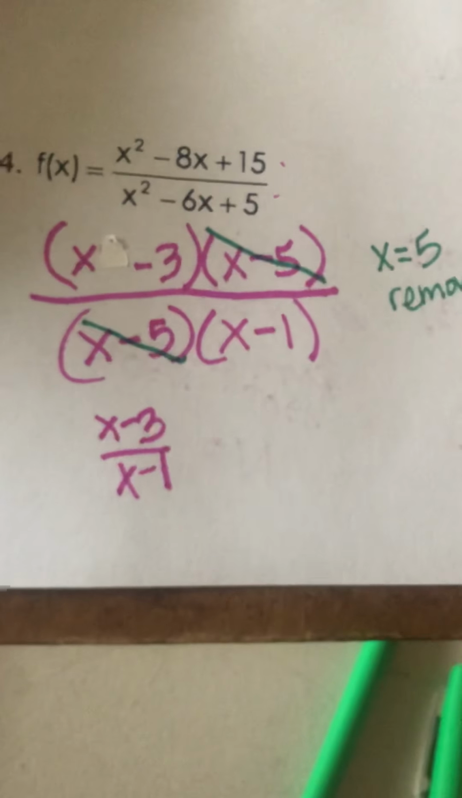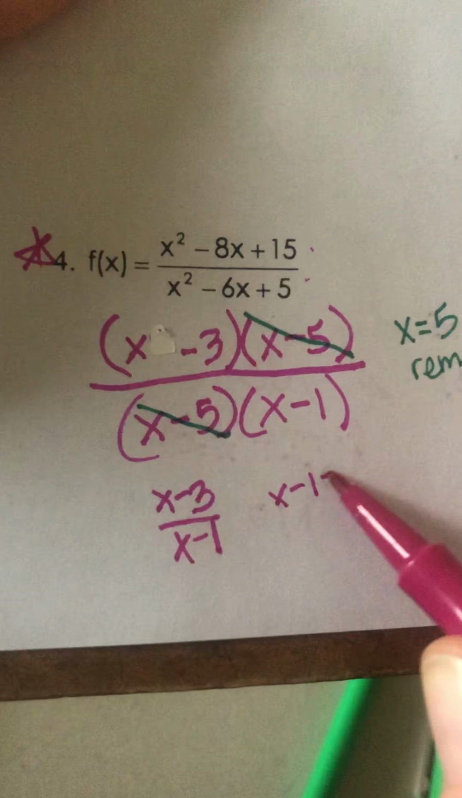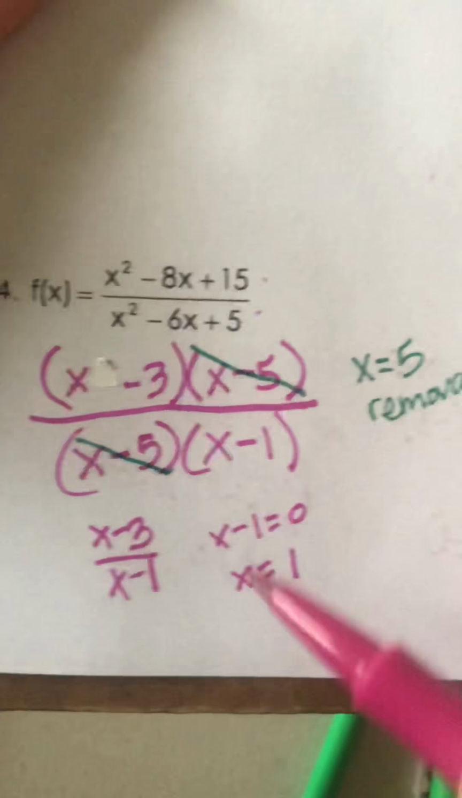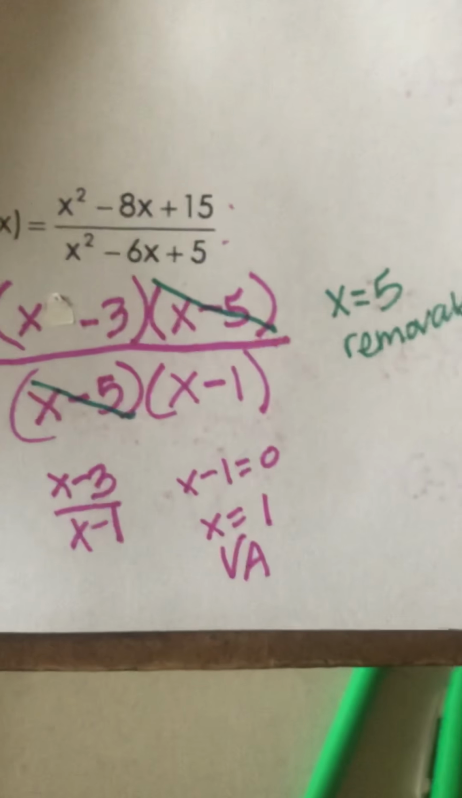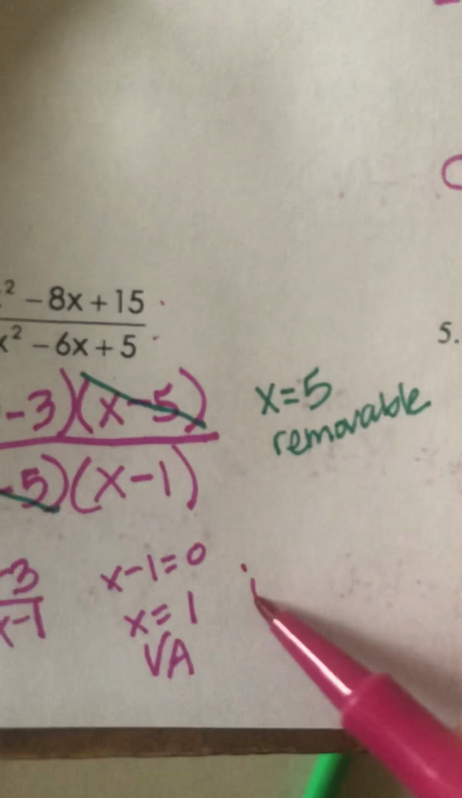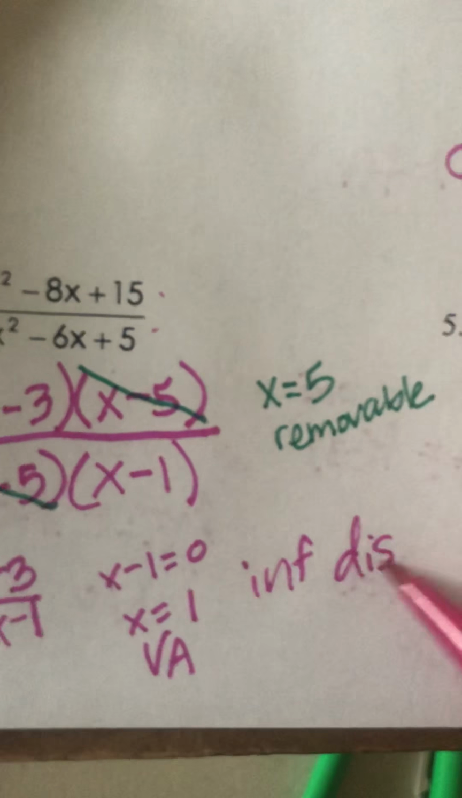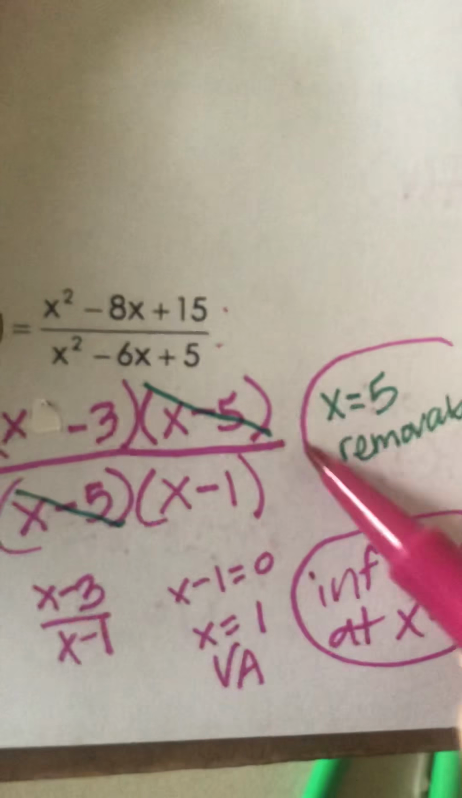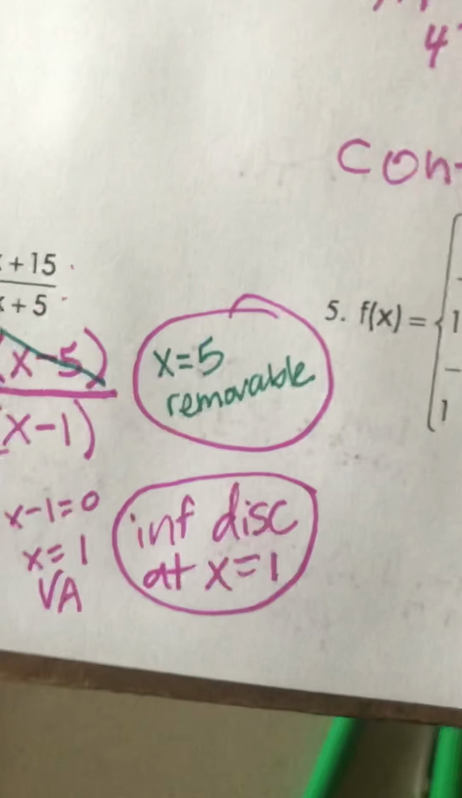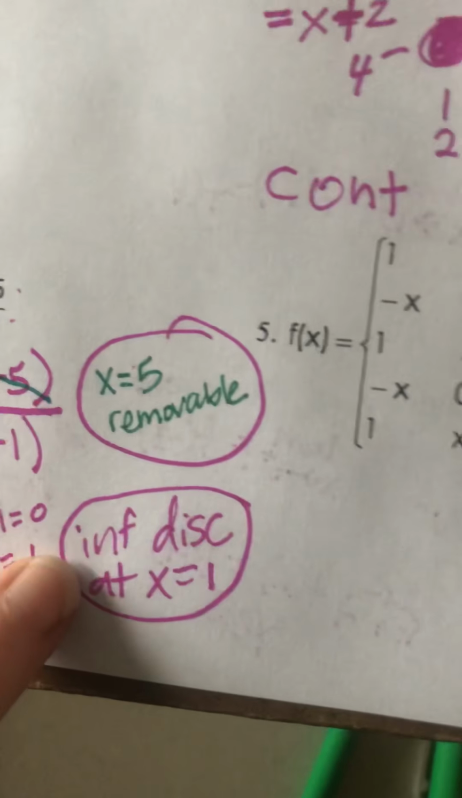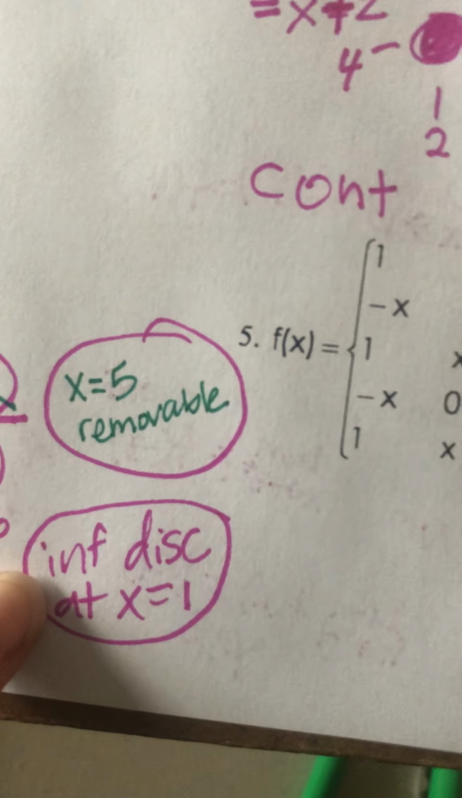All right, so from here, we're left with x minus 3 over x minus 1. Nothing else cancels, so now you can see if we set that equal to 0, there's going to be a vertical asymptote here. The limit's going to go to positive or negative infinity, okay? So we also have an infinite discontinuity at x equals 1. So there's two types of discontinuity on this graph. Okay, we'd have a hole here at x equals 5, and then a vertical asymptote at x equals 1. Okay, last one.